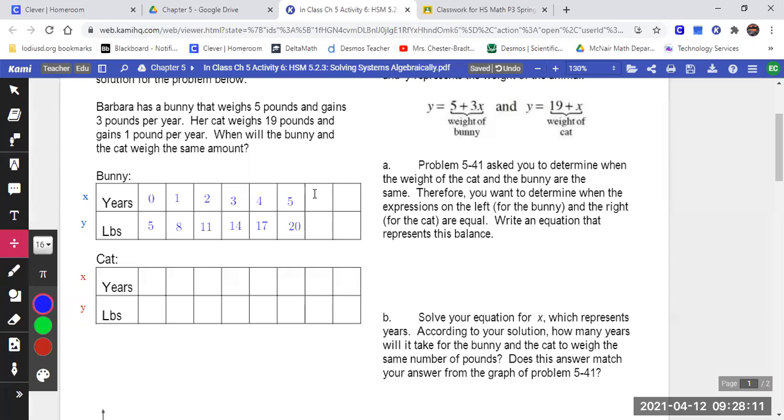Year 5, sorry. Now, technically, it looks like the bunny might have caught up, right? Because the bunny's number is bigger than the cat's number. But remember, the cat's been growing too, so we can't assume anything. So we need to finish up our table. Year 6. What's it going to say?